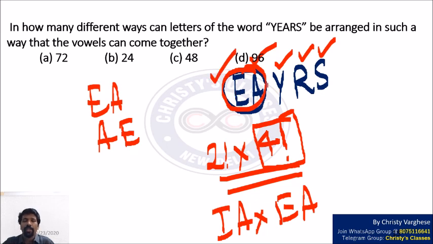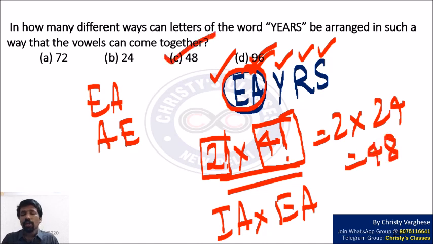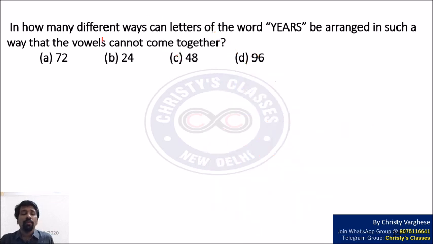EA considered as 1 letter, totally how many letters? 4 letters. That is the external arrangement. Here we write 2 factorial, and 2 factorial is the same as 2, that is why writing 2 is okay. But when there are 3 vowels, you have to do 3 factorial, not 3. That means the final answer is 2 into 4 factorial, which is 24, so 48 will be the answer, option C.